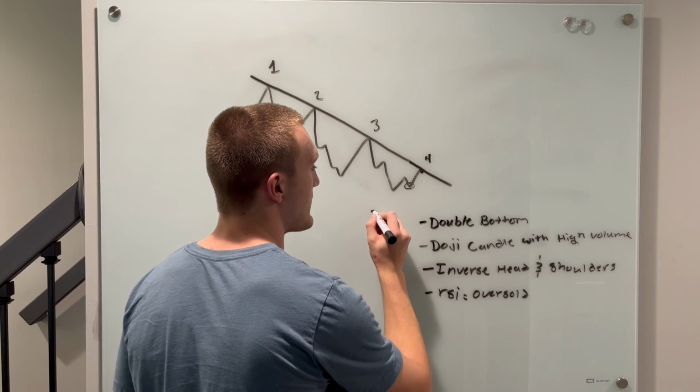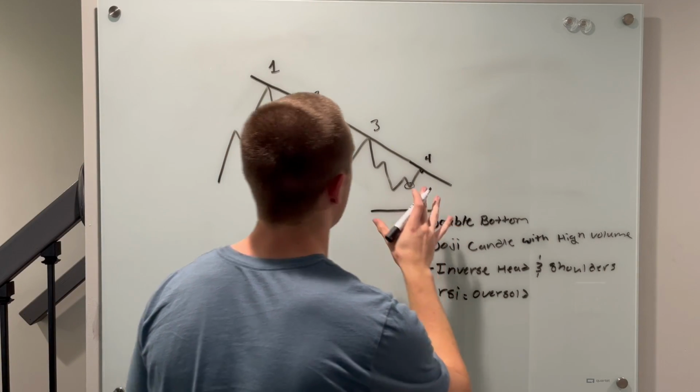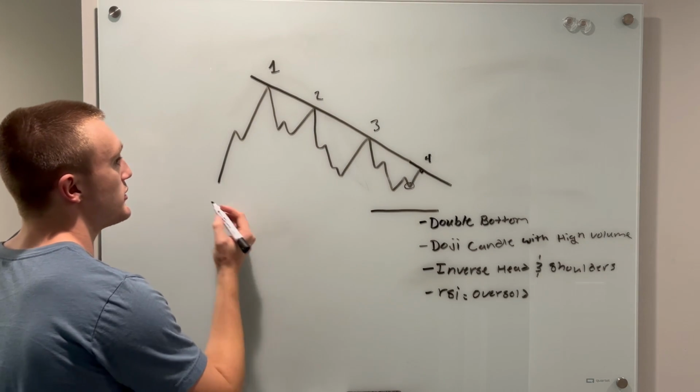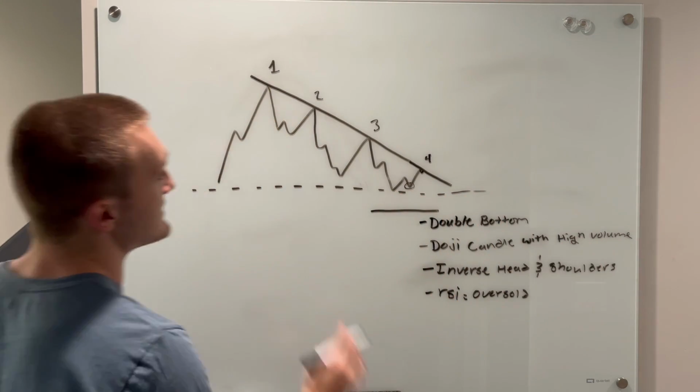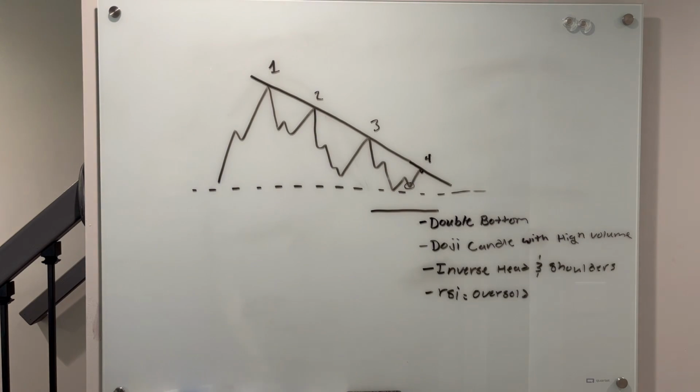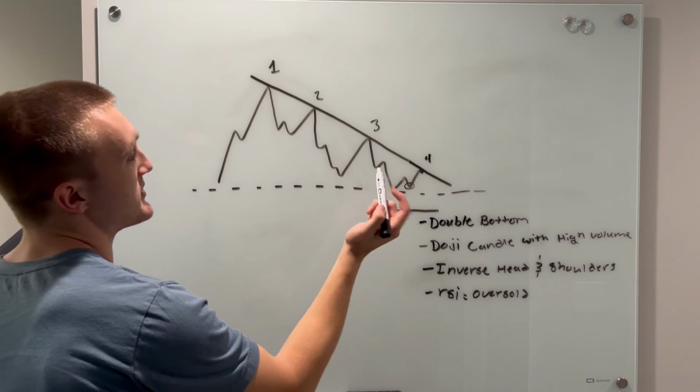Now let's go ahead and take a look at the volume as we come down into this fourth point. And usually we want to see some prior support or resistance at this level so we can get more confirmation that we are going to bounce.